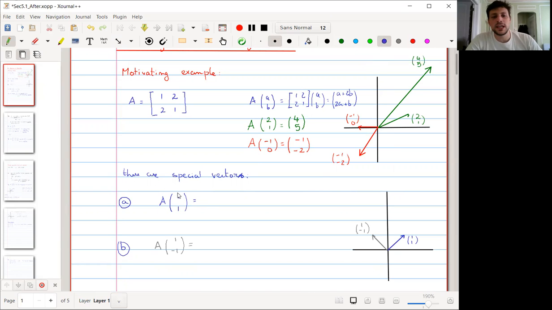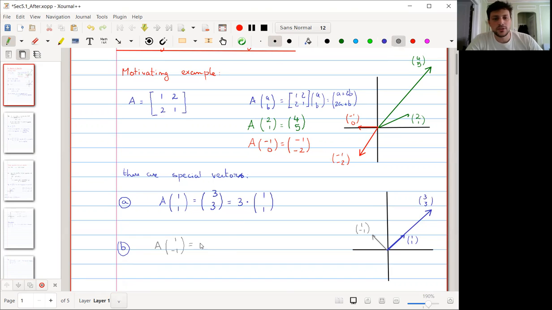Let's try to compute A times (1, 1). If I plug 1 and 1 in for a and b here, I get 1 plus 2, which is 3, and I get 2 plus 1, which is also 3. And maybe I want to rewrite this as 3 times (1, 1). So when I draw this vector, it will be a rescaling of my vector (1, 1) by a factor of 3.